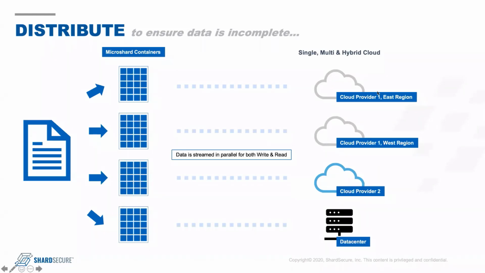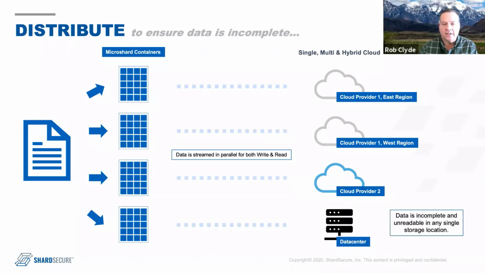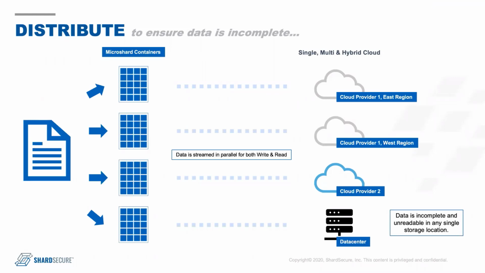So you can imagine that if we talk about that original credit card number, you would have 1/4 of that credit card number in this cloud, 1/4 in this one, 1/4 in cloud provider 2, and then 1/4 in the data center. It would be a pretty amazing breach where that one single credit card number could be reassembled in any way, shape, or form. And if I understand correctly, each of those locations doesn't actually contain any sensitive data. That is 100% correct. The data is totally incomplete and unreadable in any single storage location.